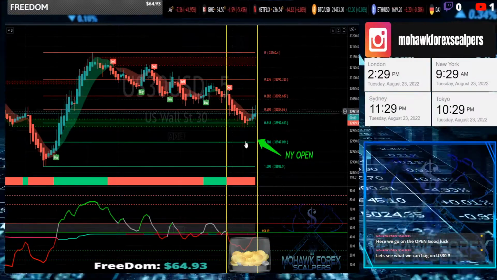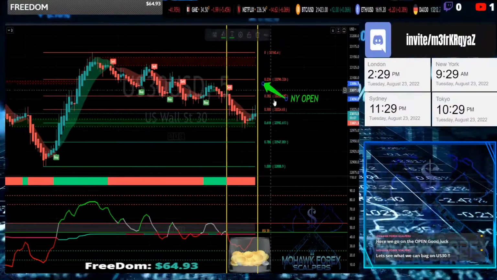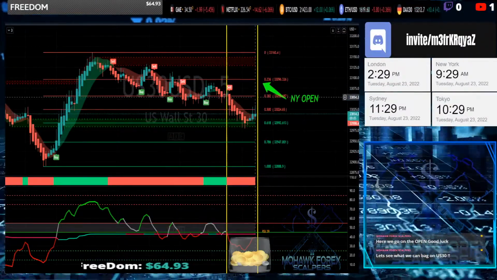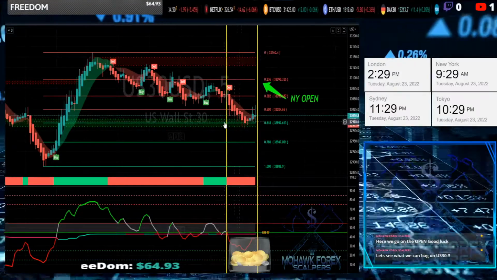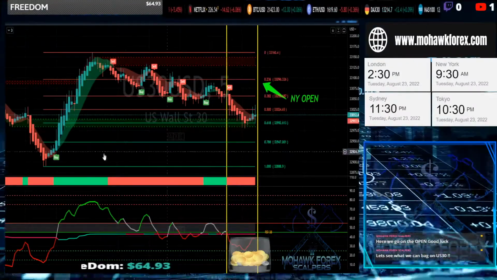Okay, we've got 10 seconds, so good luck everybody. Let's see if price is going to push up into that 382, or we're going to break our supply demand zone, drop to 786.